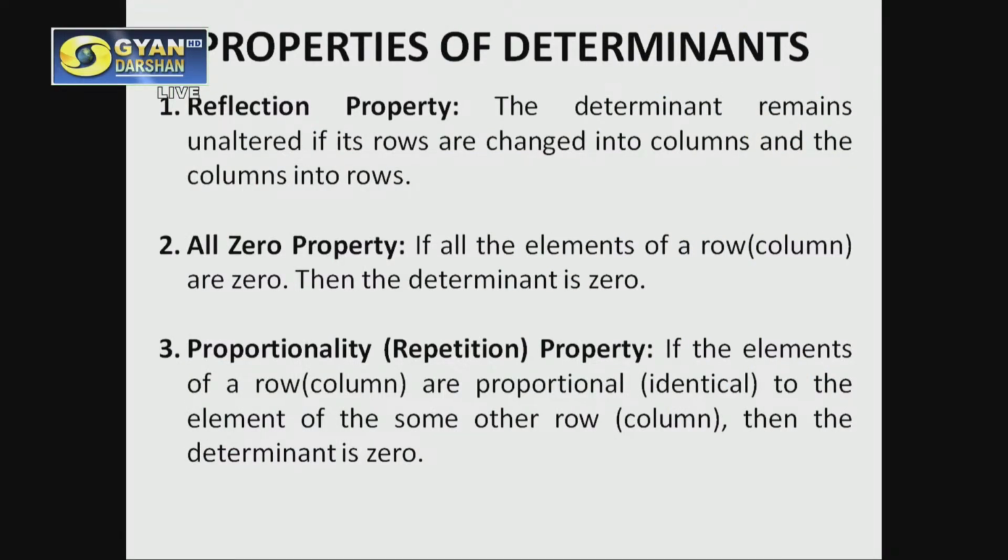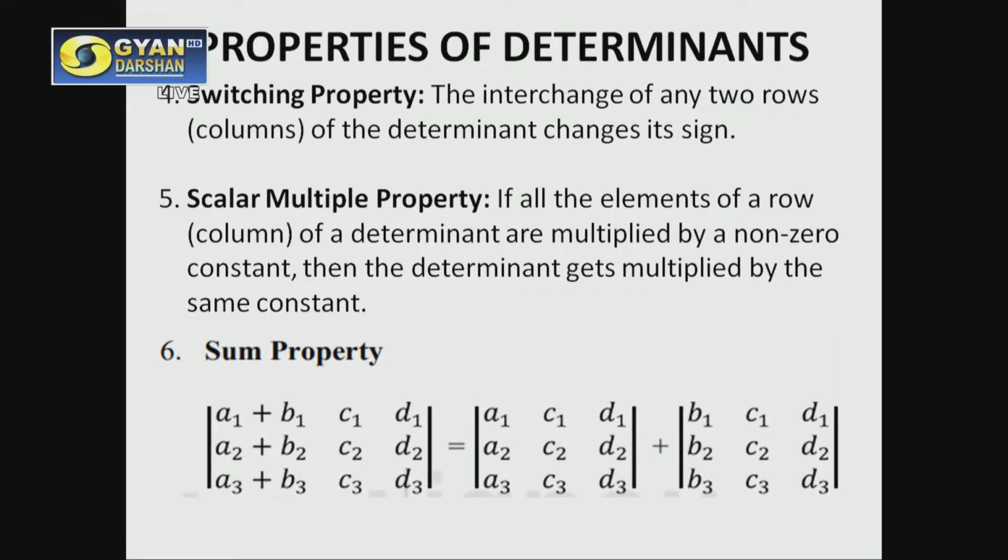There is a repetition property or the proportionality property, which says that if the elements of a row or column are proportional, that means they are identical to the elements of some other row or column, then the determinant is 0. So if two rows or columns are identical, or if one row or column is a multiple of the values of the other row or column, then the resulting determinant will be 0.